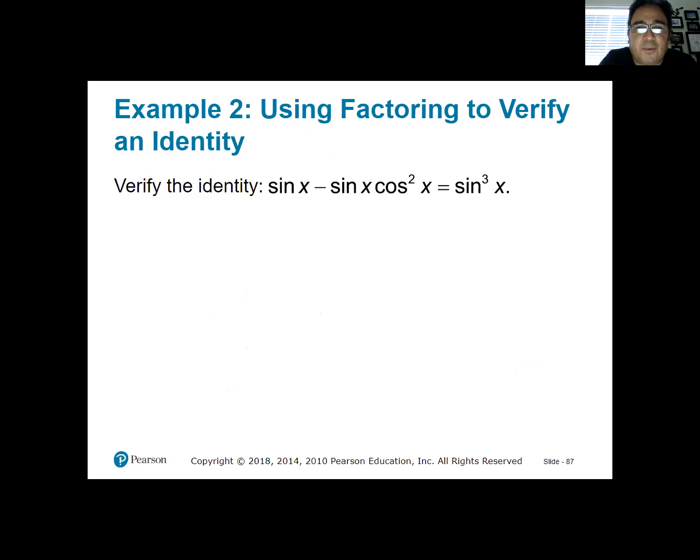Okay, so this is example 2. So we're using factoring to verify. Okay, so copy it down. This is example 2. It says sine of x minus sine of x times cosine squared of x is equal to sine cubed of x.